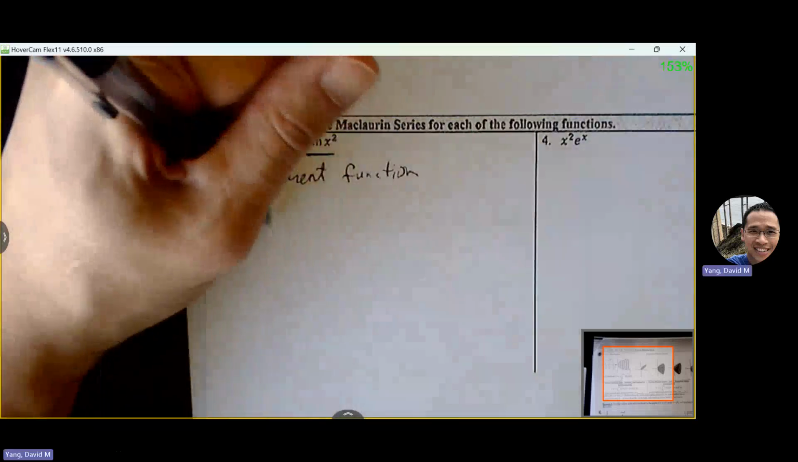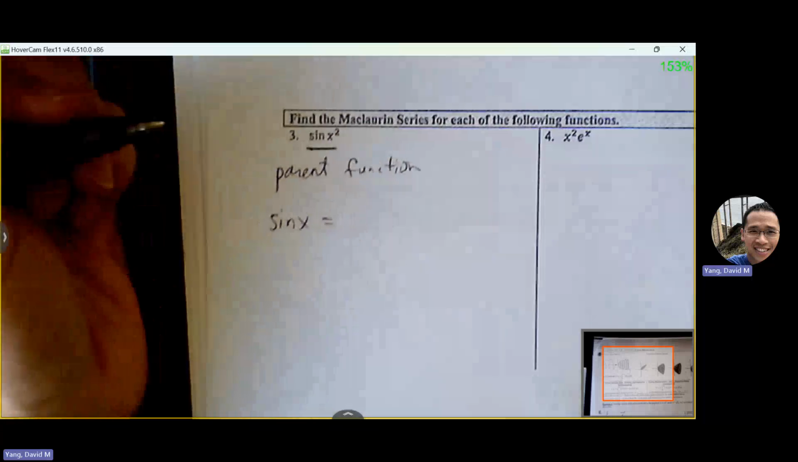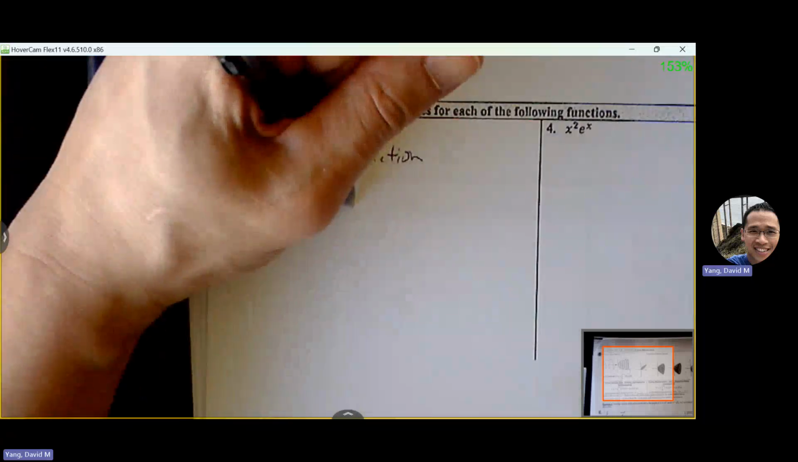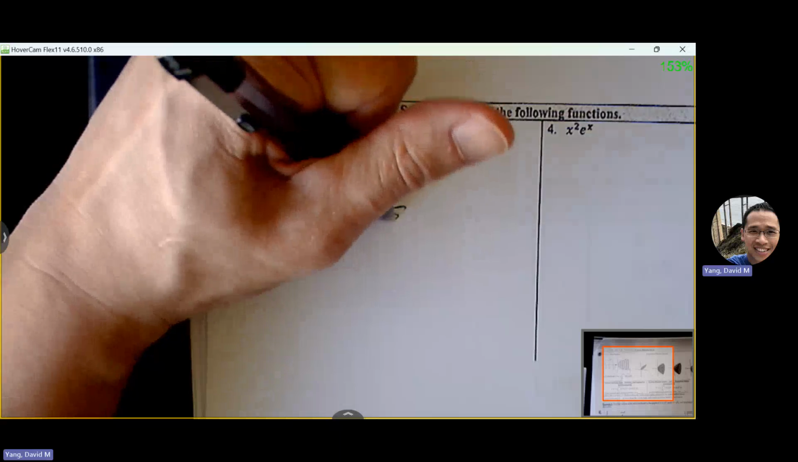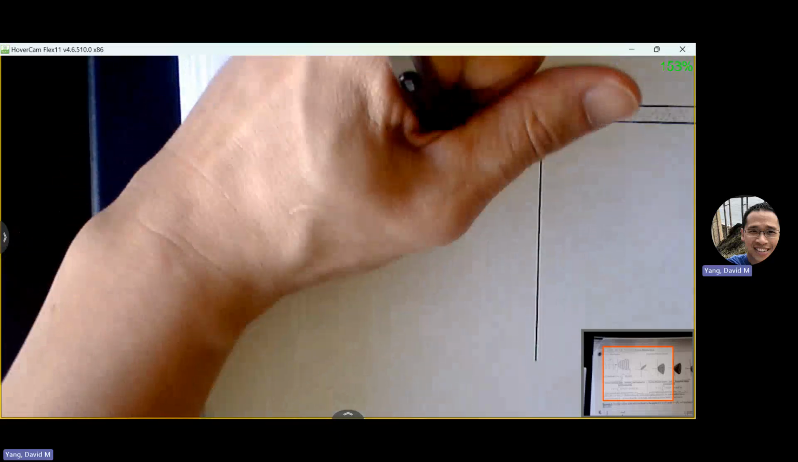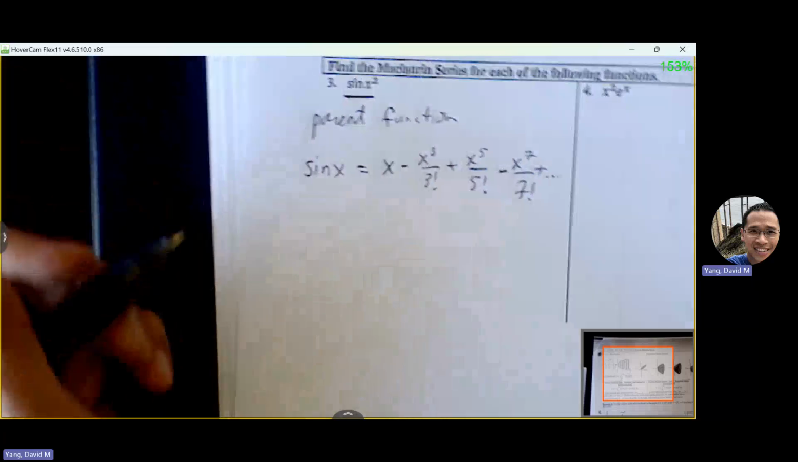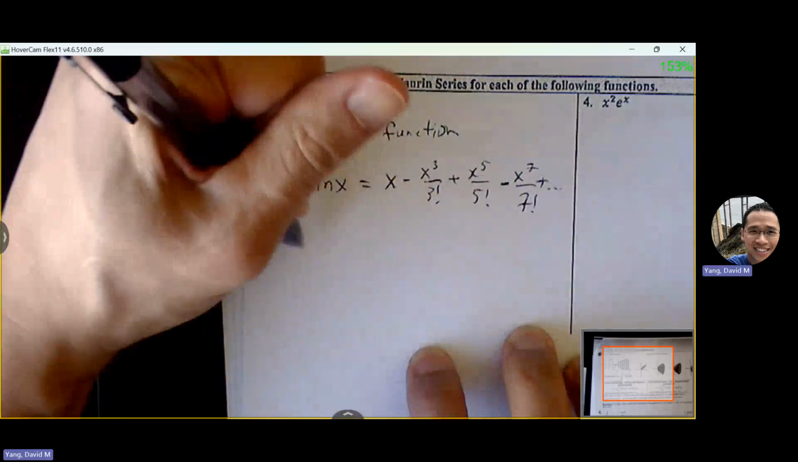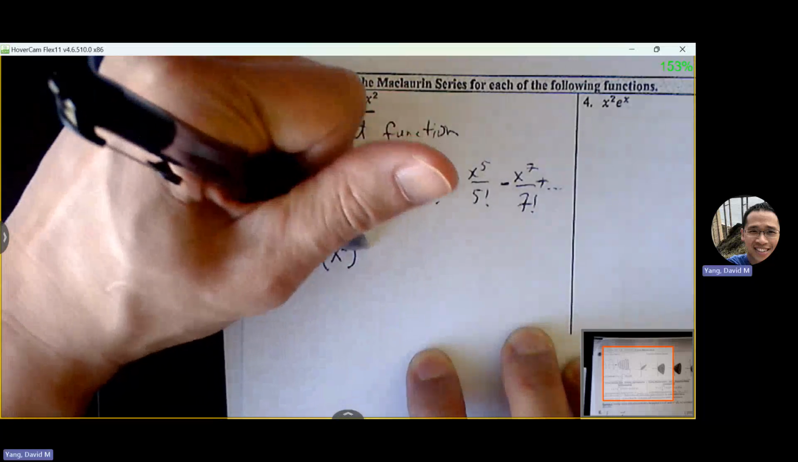So I'm just going to write out the first few terms here. I know that sine of x on its own, we know it's going to be an odd degree, and it's going to keep alternating signs. So it's x minus x cubed over 3 factorial plus x to the 5th over 5 factorial minus x to the 7th over 7 factorial plus dot, dot, dot. So if this is sine of x, what do you think I can do to create a sine of x squared?